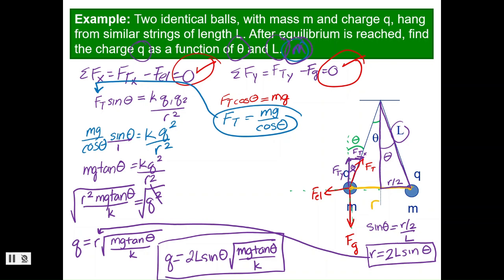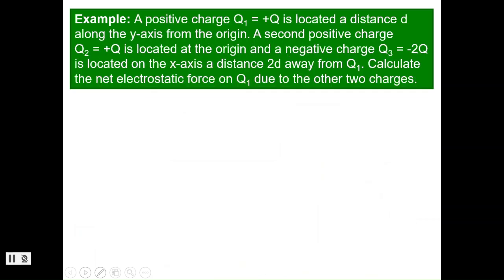So this is a very iconic problem. If you were to look online and Google charge problems, this will come up. The other really, really common problem are multiple charges. So in this example, we have a positive charge Q1 located on the y-axis. We have a second charge located on the origin, and another one located on the x-axis. They didn't give us a picture right off. I will tell you, they've got one here for us.